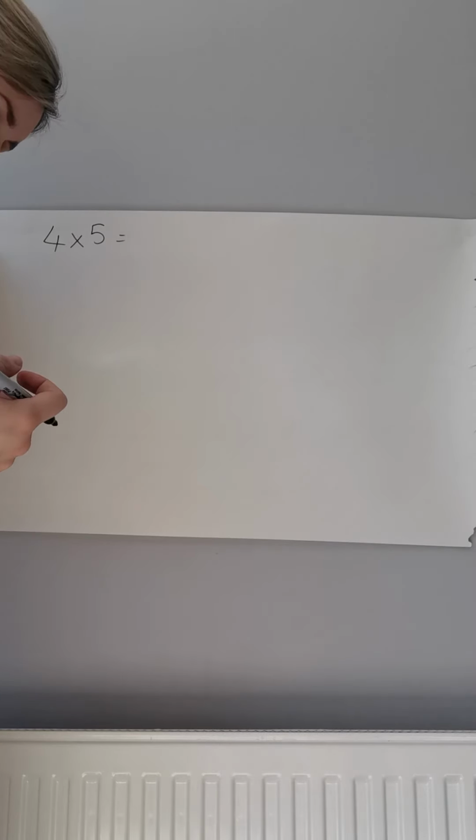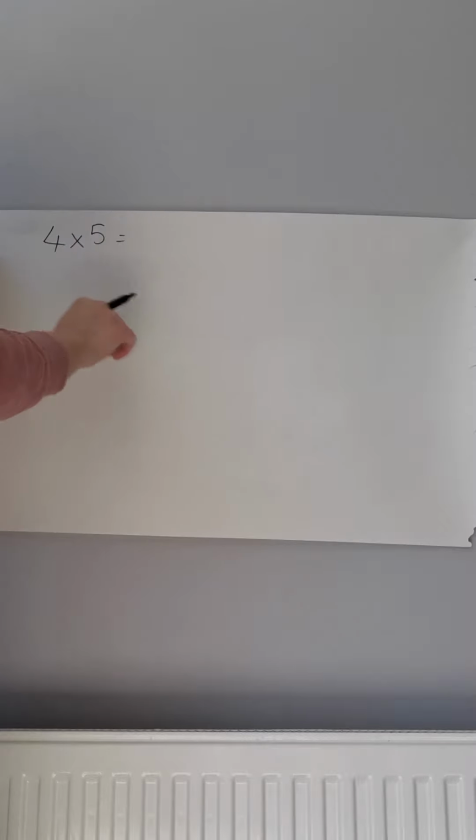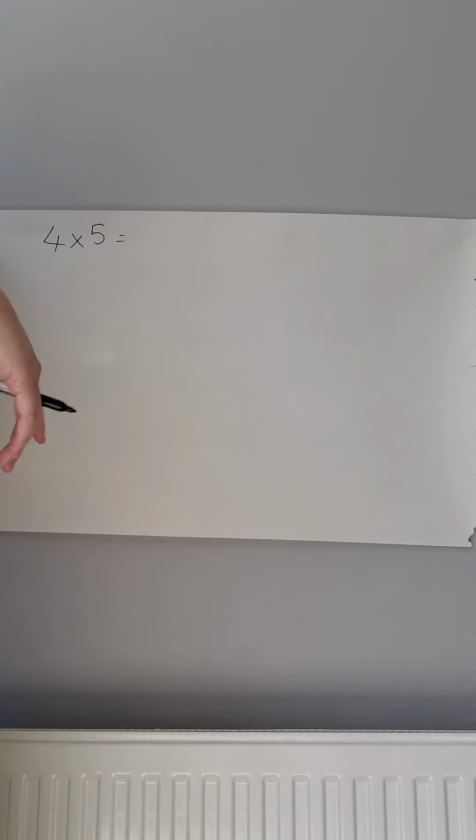So 4 times 5, this is how you set it out. So 4, you can see that, can't you? 4 times 5. And what you do is you use a number line, and sometimes the children call it camel humps because it looks sort of like jumps. That's quite a nice way to remember it.